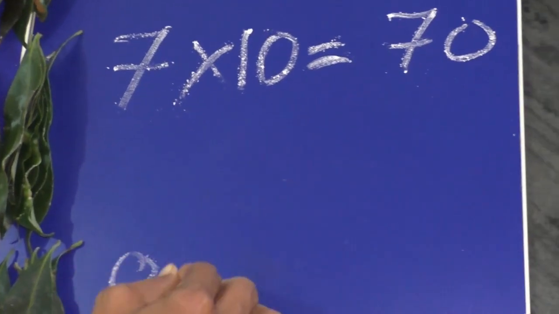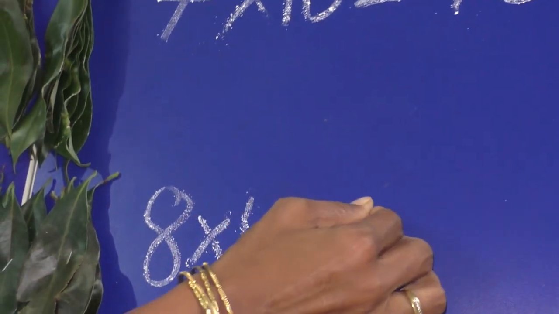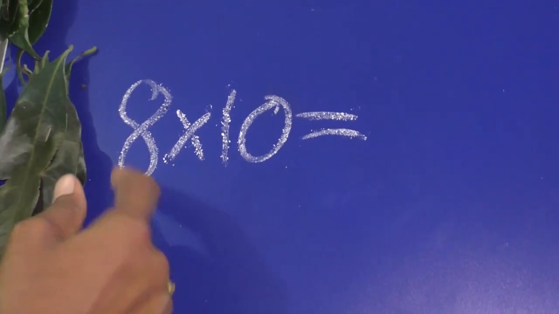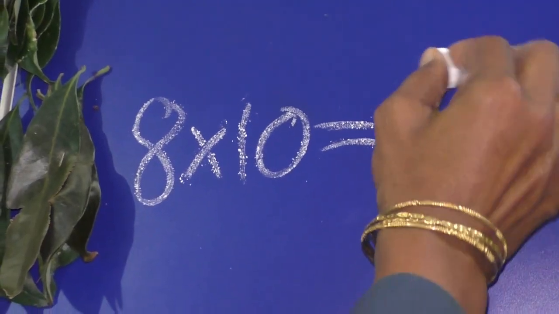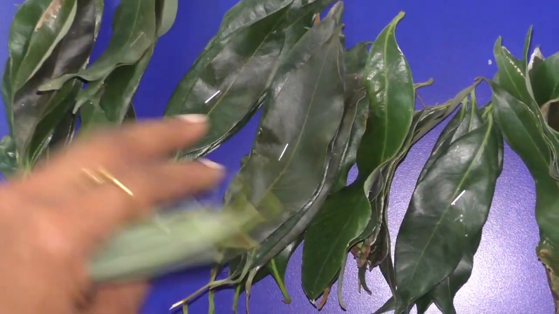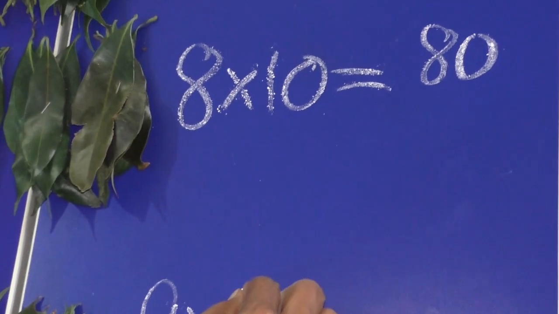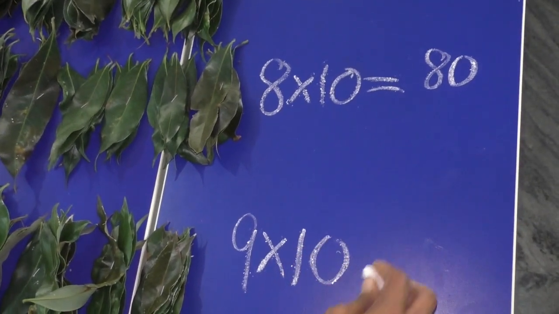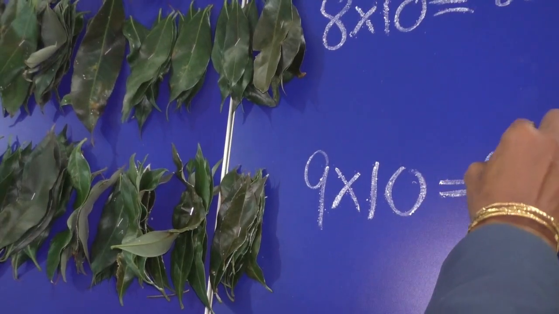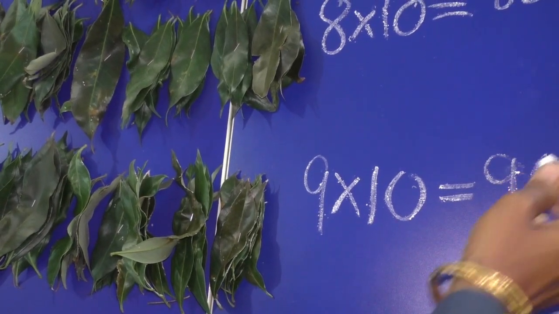Now next we have 8 sets. So a group of 8 with 10 in each group. So after 70, one more group got added. That's one more set came. So you write 80. Now we have 9 groups. So we write 9 here into 10 in each group. So after 80, one more got added. So 9 into 10 is 90.